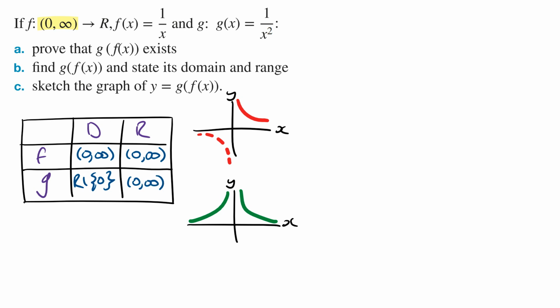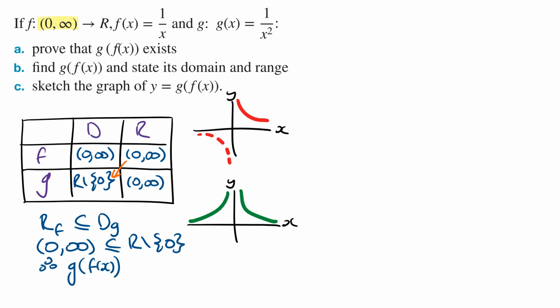From here we can see that the range of the inner function f(x) is a subset of the domain of the outer function g(x), and so this means the composite function g(f(x)) is defined, or it does exist. And so we need to state that the range of the inner function is a subset of the domain of the outer function, which can also be written as the range from 0 to infinity is a subset of all real numbers except for 0. And so therefore, g(f(x)) exists, or it's defined.